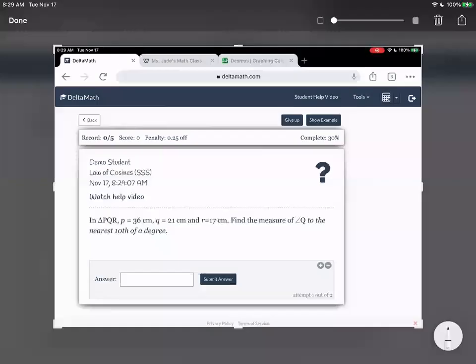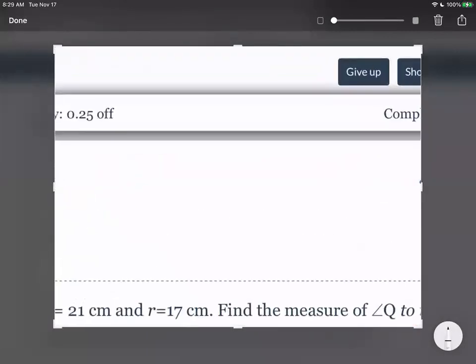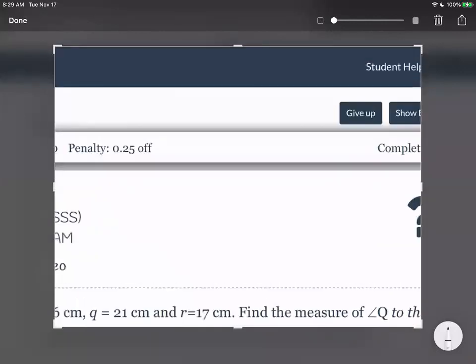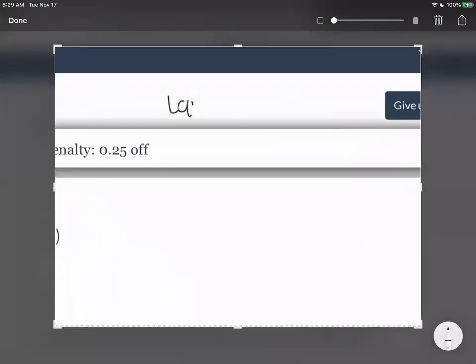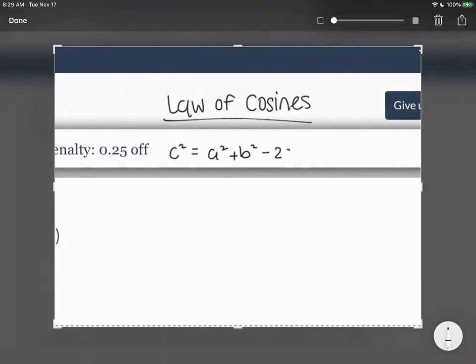All right, so for this one, for the law of cosines, they give you 3 sides instead of 2 sides and an angle. So let me rewrite our law of cosines equation again. Law of cosines. So earlier I gave you c squared is equal to a squared plus b squared minus 2ab cosine of c. So this time we are going to be asked to solve for an angle.